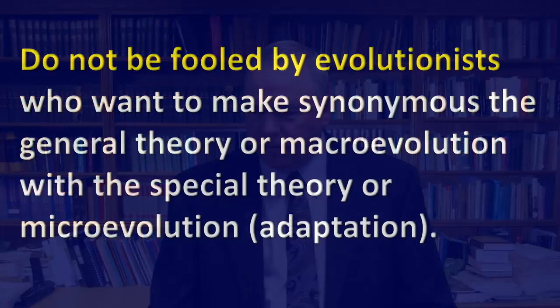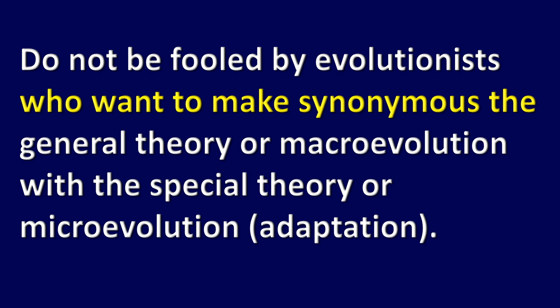And it's obvious in nature that there is a wide variability within kinds. We see that. And before we get to that, again, don't be fooled by the evolutionists who want to make synonymous the general theory or macroevolution with a special theory or microevolution or adaptation. Okay, again, adaptation is microevolution. And again, as I was about to say, there is a wide variability within kinds. You might say wide variability within species, but even within kinds themselves.